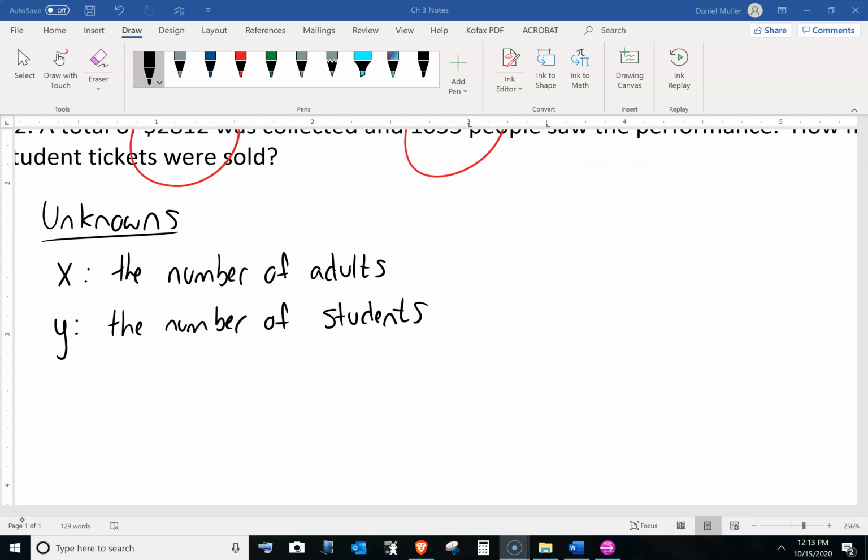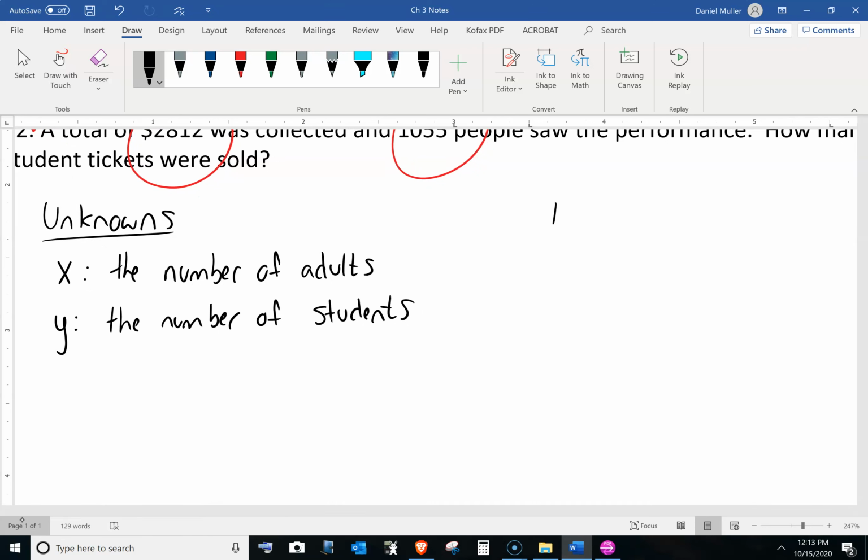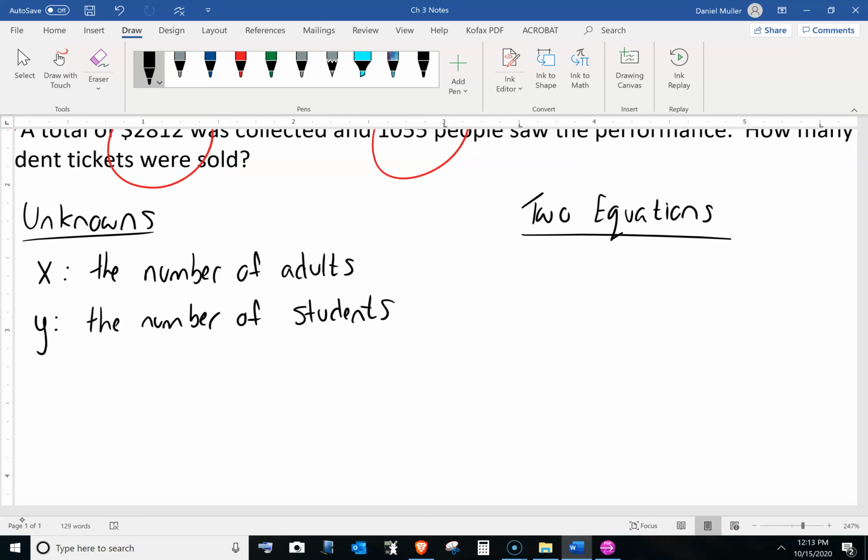Now that we have these unknowns, there's going to be an X and a Y. You need to know that we need to generate two equations. We always will need to generate two equations. That is important right now. Because we have two unknowns, we need two equations.